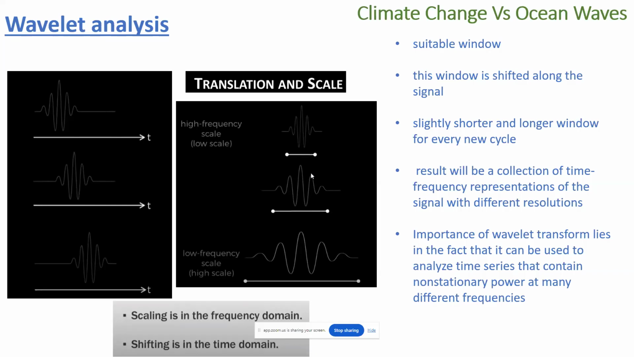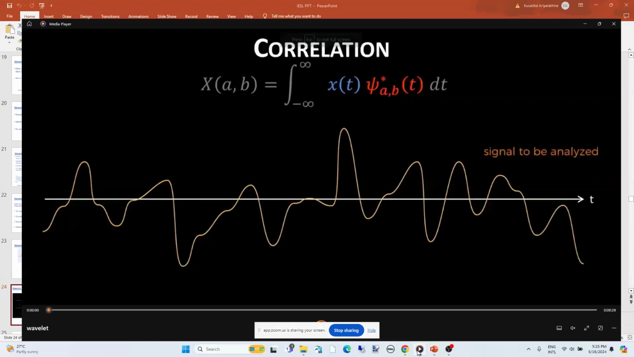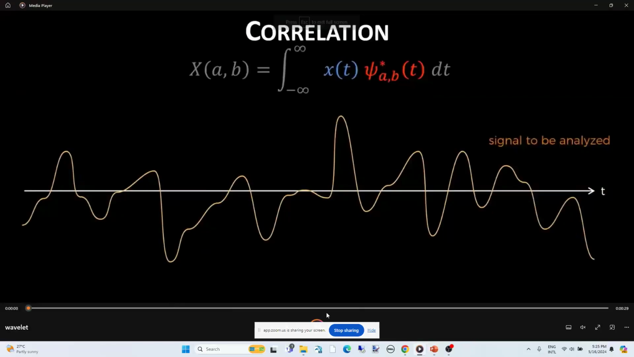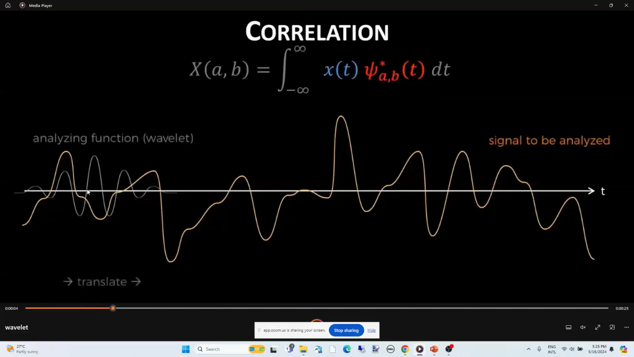I will try to share a small video for better understanding of this. So as I said, the first step is selecting the right wavelet. Then you try to move it with the signal along the time axis. After that, you try to either shrink or stretch that wavelet, and repeat the same step.